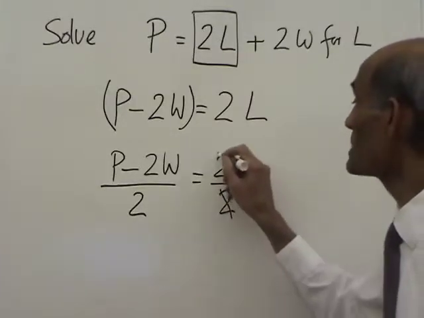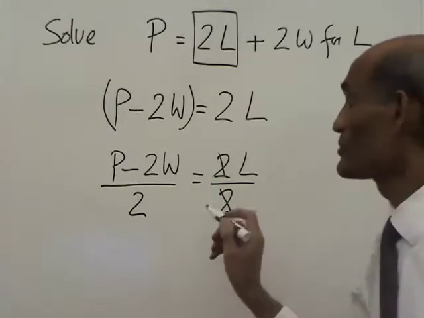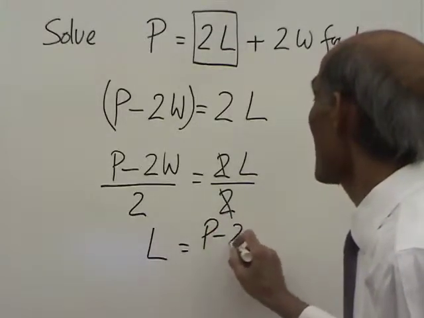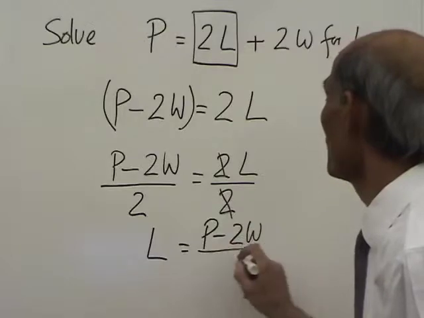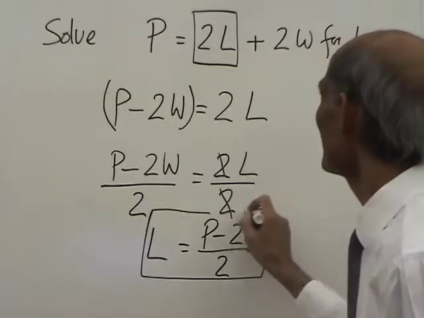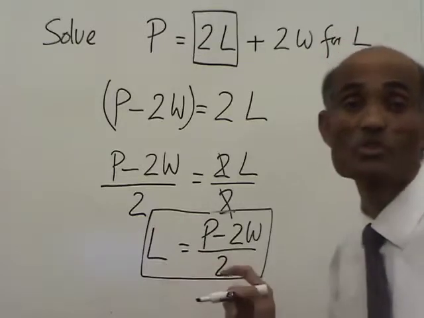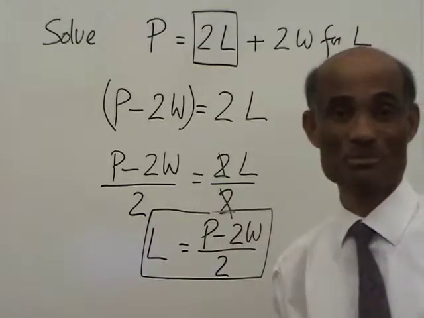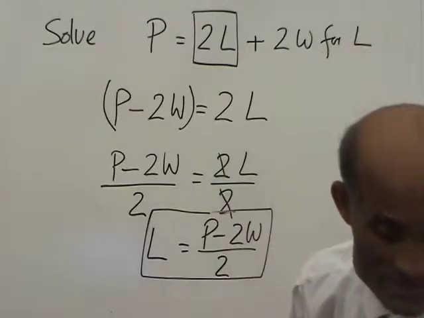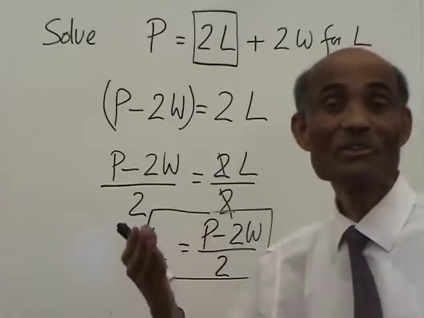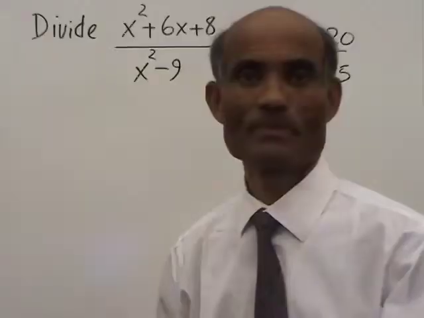Now on the right, that will cancel. So that gives you L equal to P minus 2W all over 2. And that is L solved in terms of the other variables. Okay. That again is an important type of skill that you must practice more of.